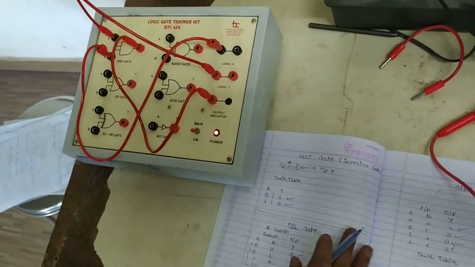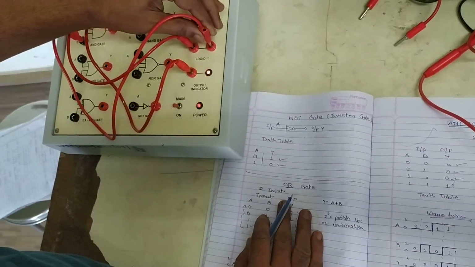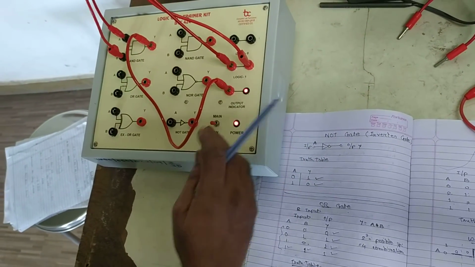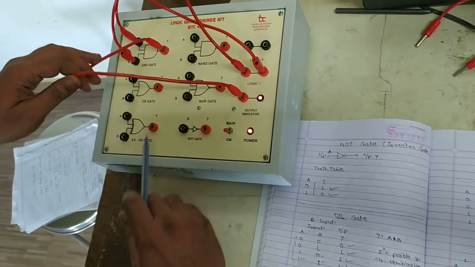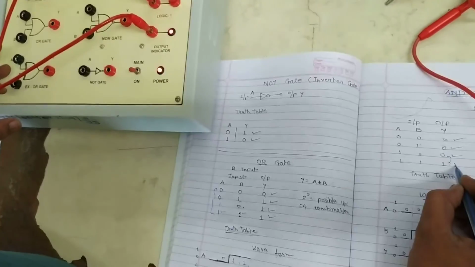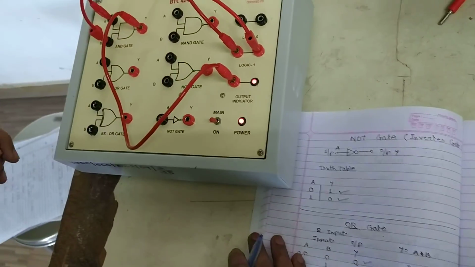Output becomes 1 only when both the inputs are 1. So I am connecting both the inputs to logic 1. You can see, and at that instant only this output Y becomes 1. So this truth table is verified. So this is related to the AND gate.